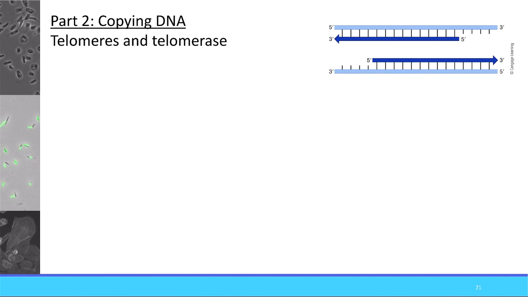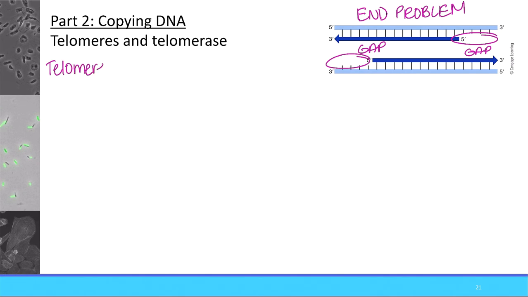So here on this picture on the right, this is just showing us the end problem again. So here is this gap that we have, and we have another gap here. So again, this is just this idea of the end problem because we cannot go back in there and we can't prime the ends and fix it. So we have two things. We have something known as telomeres, and telomeres are specifically the ends of our chromosomes. And we say that they're protective ends.